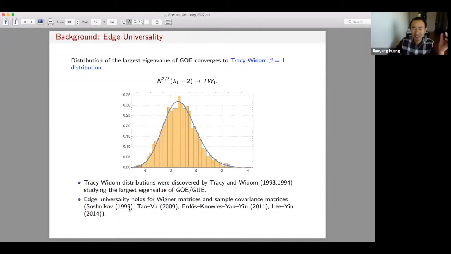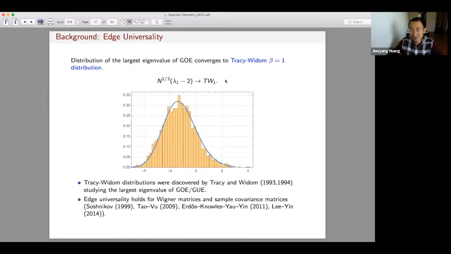Each entry, the law is symmetric, and later it was proven by Tao and Vu under the assumption that each entry has the first three moments matching the Gaussian distribution. And later the general case was proven by Erdős, Yau and Yin. And even a necessary and sufficient condition was obtained by Lee and Yin. So roughly speaking, for those random matrices, as long as the entries have a bounded fourth moment, you will always get this Tracy-Widom distribution.